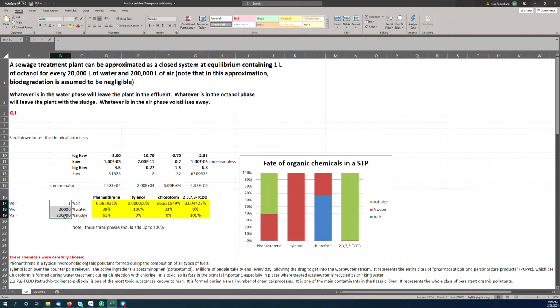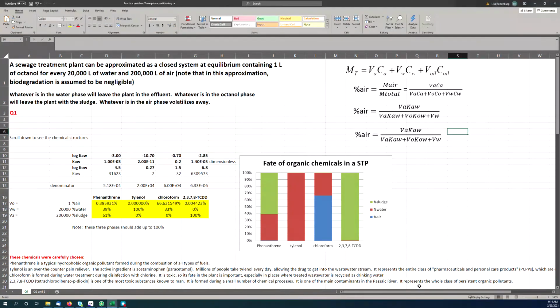So the equations here for coming up with the percent in air and water are based on the denominator, which has all 3 phases present. I calculated the denominator separately here just to make my formulas a little bit less complicated. And now, through the magic of television, I bring you these formulas.